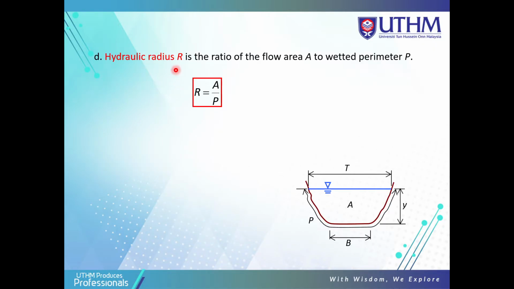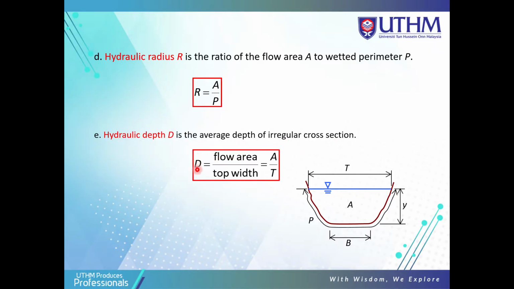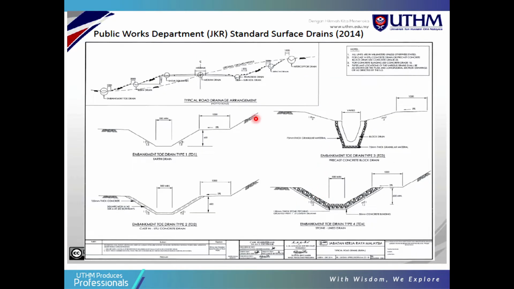The hydraulic radius R is equal to A over P, the ratio of the flow area to the wetted perimeter. And the hydraulic depth is the average depth of an irregular cross-section. So we get the equation: D is equal to flow area divided by top width, so it's equal to A over T. This is the surface strain that is actually used for the JKR standard here.